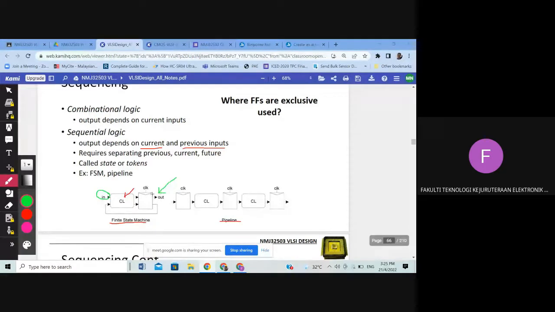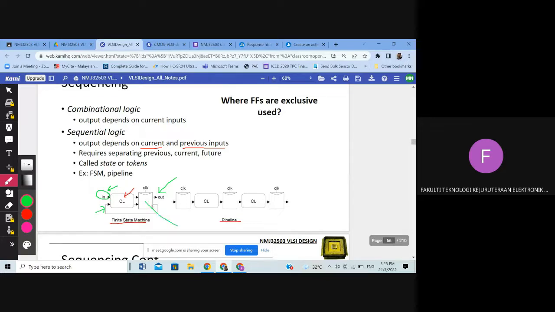The output depends on the current input, which is in. This is your current input, and your previous input is actually the feedback here. The element of feedback here temporarily stores the data or the token. This is done by either a flip-flop or a latch, and that's why we have what we call a sequential circuit, or sequential elements, which are flip-flops or latches.